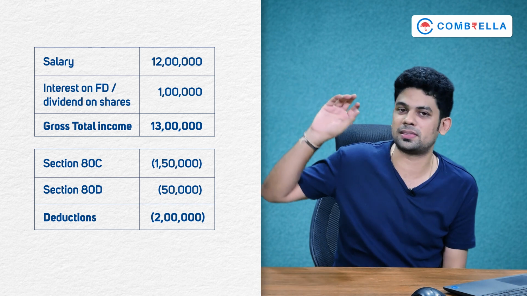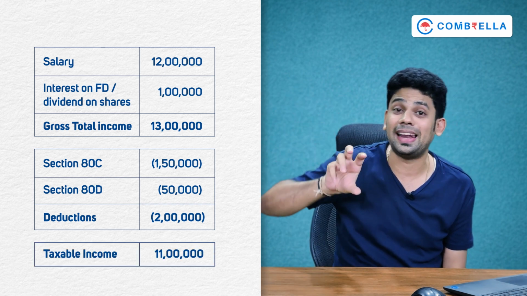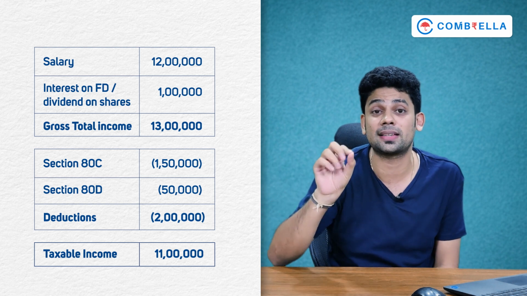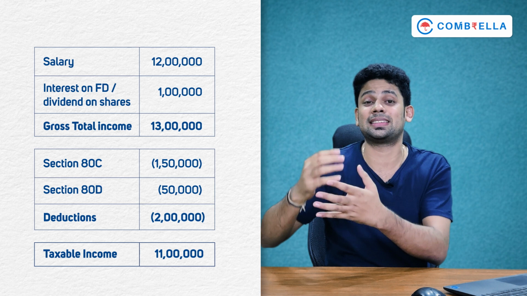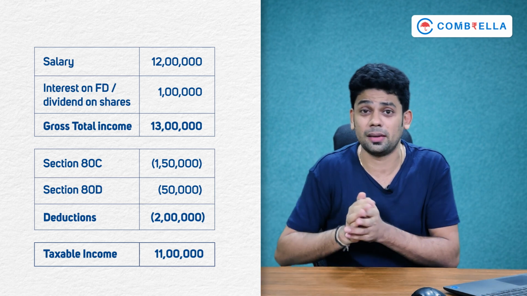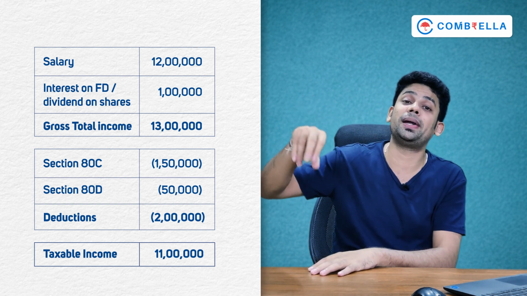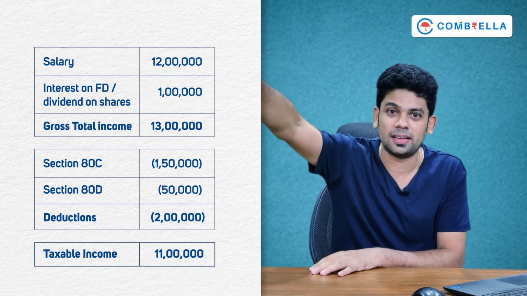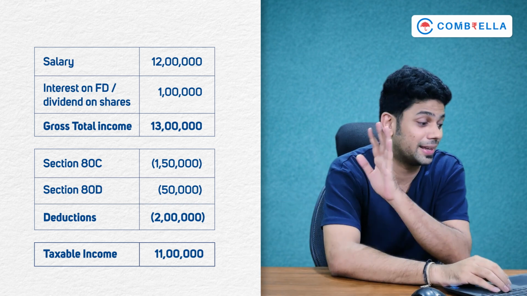So your gross income is 13 lakhs, deductions is 2 lakhs, so 13 minus 2, 11 lakhs will be your taxable income, right? And on 11 lakhs, you need to pay the taxes as per your slab rates. Okay, but if you don't have these deductions for 2 lakh rupees, you will have to pay taxes on 13 lakh rupees, right? Hence, these deductions reduce your taxable income.